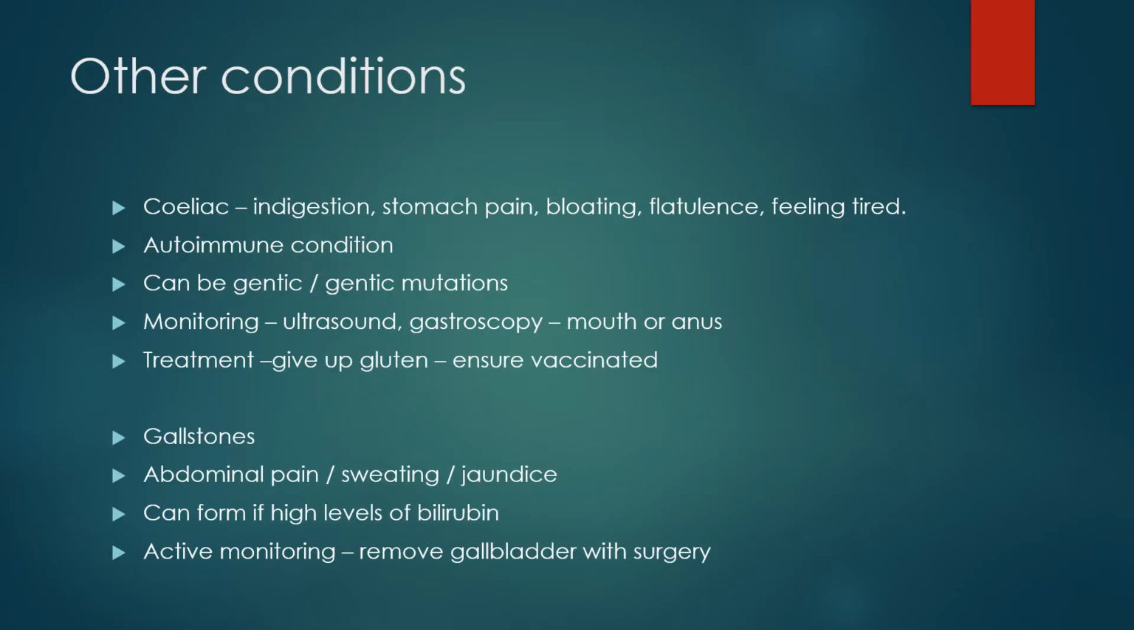Other conditions associated with the digestive system are celiac disease. And this can cause indigestion, stomach pains. It's an autoimmune condition, which means the body is attacking itself. It can be genetic, so it can be passed down by parents, family members.